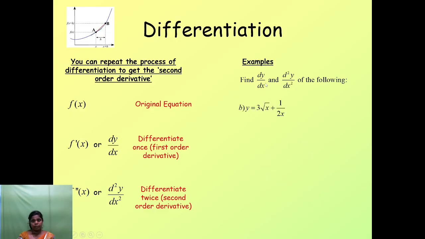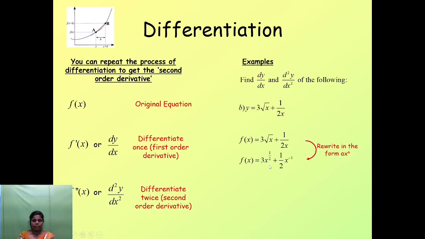Next, find dy by dx and d square y by dx square. The next example is 3 into square root of x plus 1 by 2x. So f of x is equal to y, because f is a function from x to y. When one-to-one and onto conditions are satisfied, we write f of x is equal to y. So f of x is equal to 3 into square root of x plus 1 divided by 2x.